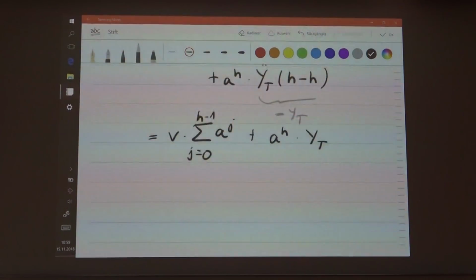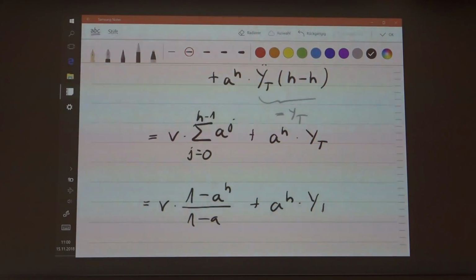Now I'm applying the formula for the geometric series, and applying it, you would get that this is equal to 1 minus a to the power of h divided by 1 minus a, obviously, and then you have the rest. So this is how it works. That's a statement that I was summarizing in the previous section. So that's not difficult.